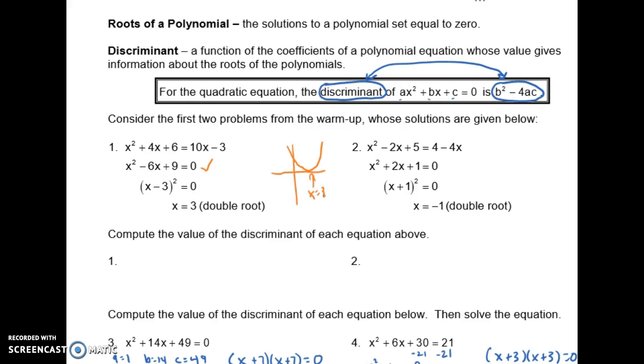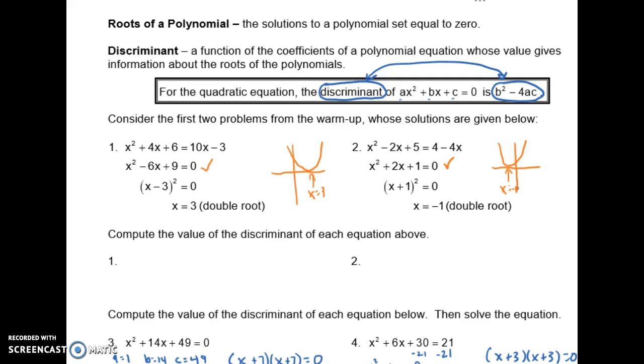There's our double root. Same thing with number 2. Once I bring everything over to one side, so in this step here, I can factor and then solve. And when I do that, I also get a double root. So this one, in this case, would look like this. Something to that effect. Okay, so what does that have to do with the discriminant?